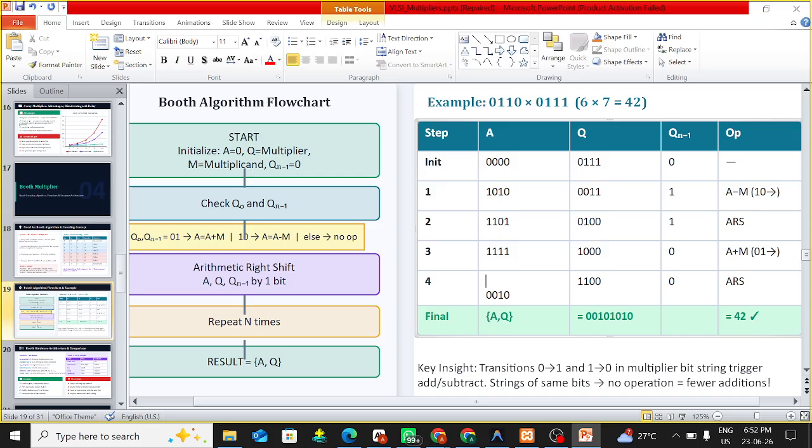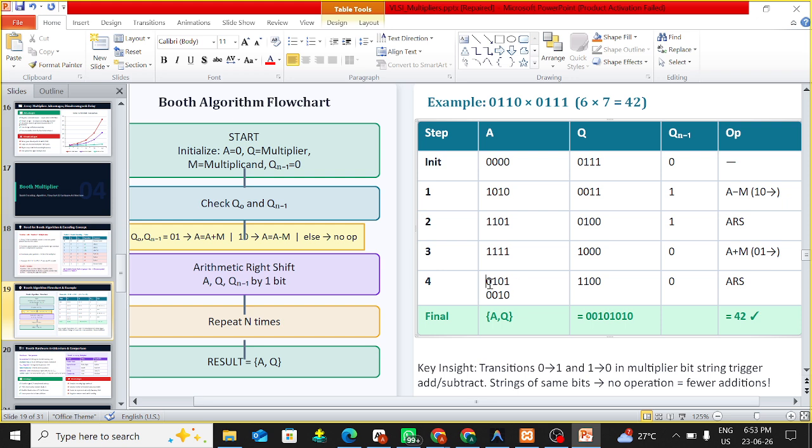Okay, then your A becomes something like this: 0 1 0 1. So you will get a fifth bit here, something like 1. You just need to consider the last 4 bits. After adding, what is the thing you need to do? After adding, the thing you need to do is arithmetic right shift.